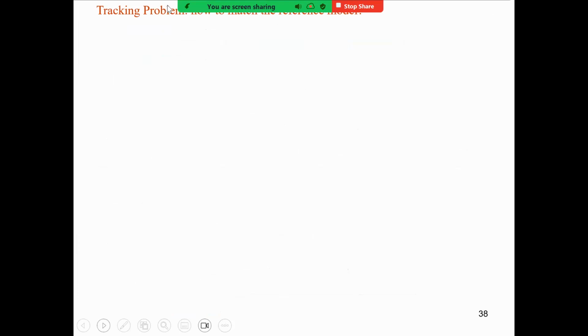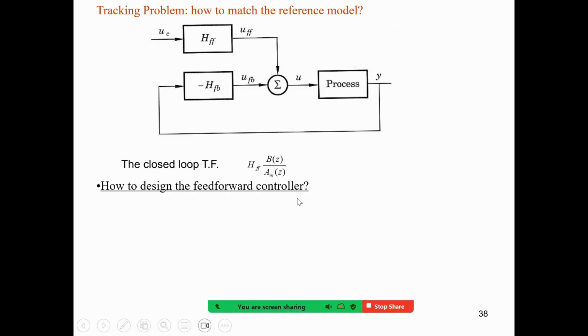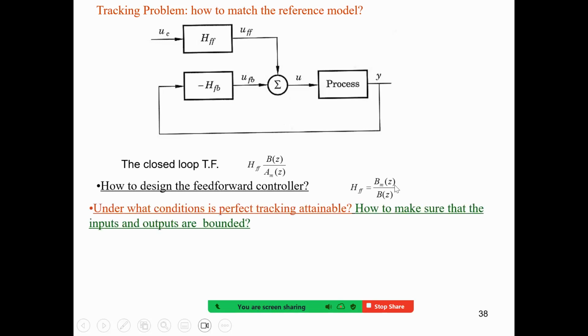Okay, then we talk about the tracking problem, how to match the reference model. If you want to match the reference model, you need to build a feed forward controller. The closed loop transfer function is the feed forward transfer function times B over A. And then we say, I want to match the reference model, so this is the way you compute your feed forward. So you can see that building the feed forward transfer function is straightforward. You just use this formula.